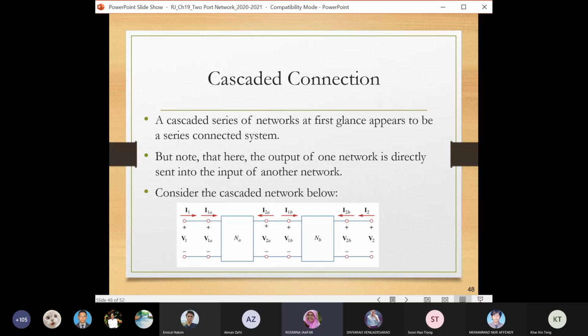For series only, the first network current enters the second network, but the voltage is added together. But for a parallel network, the voltage from the first one enters the second network. The current splits. But for a cascade system, current and voltage from the first network enter the second network. So it's actually a cascade system is a representation of overlapping of series and parallel network.